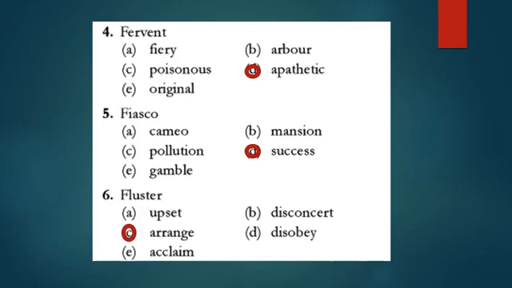And what does cameo mean? Cameo refers to art or jewelry. Now fluster. Fluster makes something very confusing. So disarrange. So arrange will be the opposite of fluster.